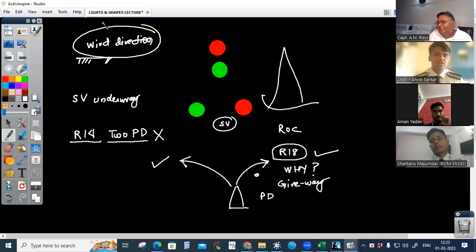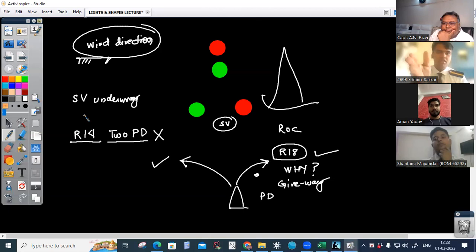Sir, actually, I have one doubt regarding this. Suppose the wind is from the port tack of the sailing vessel, so the sailing vessel will get shifted to the starboard side automatically. So, if the sailing vessel is coming head on and it's getting shifted to its port side, wouldn't we be better off passing from their starboard side? It will make it easier for them, sir.